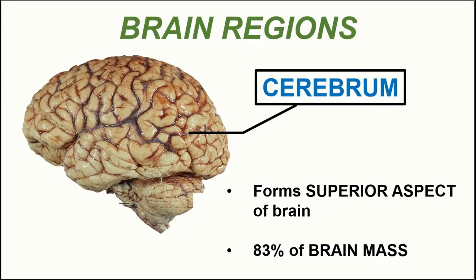In our discussion of the brain regions, first and foremost, we'll focus on the anatomy and the functions of the cerebrum. So recall that the cerebrum forms the vast majority of the brain, and it clocks in at an impressive 83% of the total brain mass. We see that the cerebrum is divided anatomically into two hemispheres, the right and the left hemisphere, and each of those hemispheres is then further subdivided into 5 lobes.